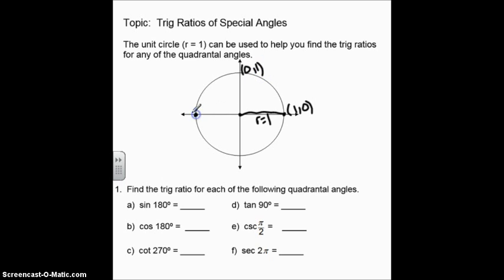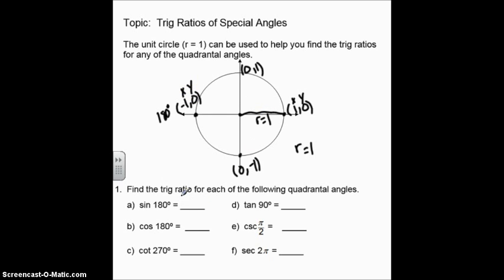Then this point here would be (-1, 0). And this point down here would be (0, -1). So basically R is going to be 1 no matter what the angle, and then X and Y are given by our points. So I know that this is 180 degrees here on my unit circle, so that means my X is -1, my Y is 0, and R is 1.